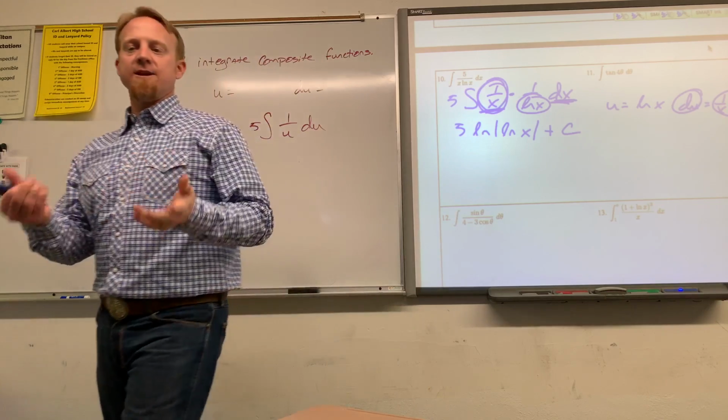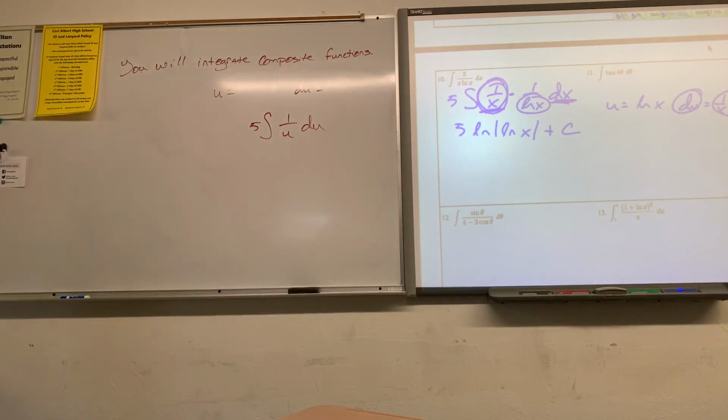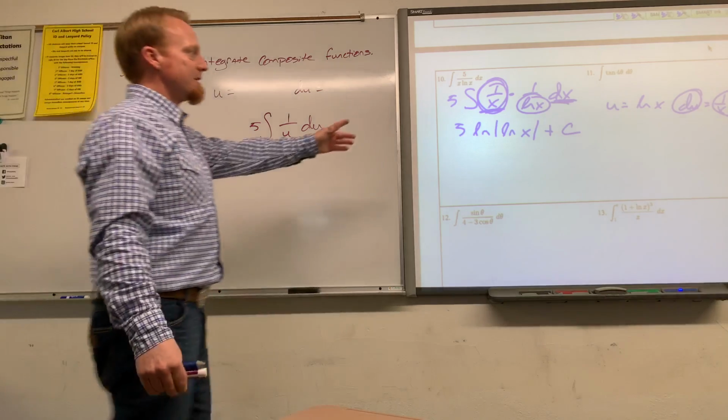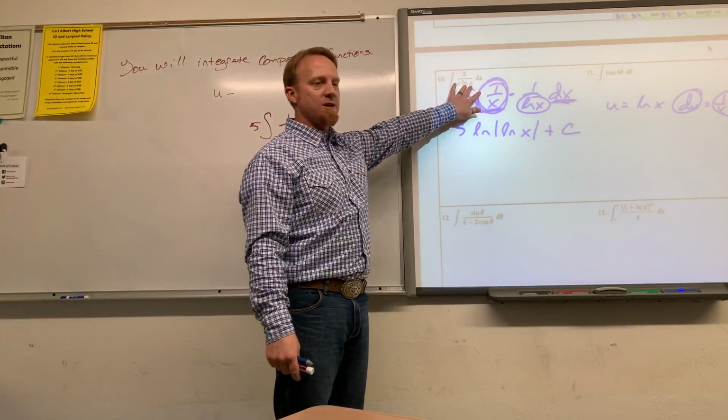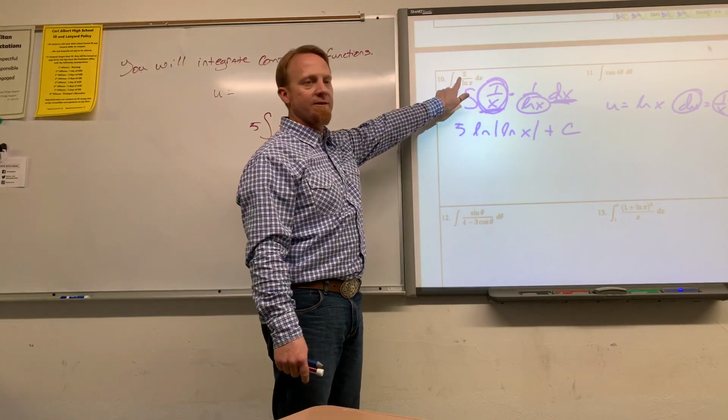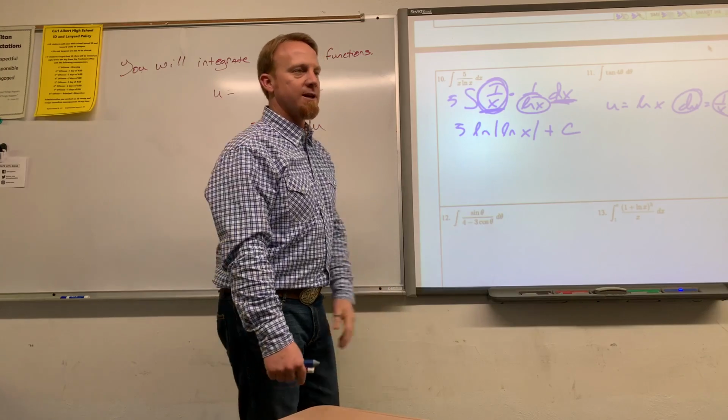That's another thing you need to keep in mind when you're choosing u's: you need to understand that the derivative of your u needs to exist. So that's why we know we only want natural log of x to be our u, because we know the derivative of it is going to take care of that x. So you have to keep that in mind.